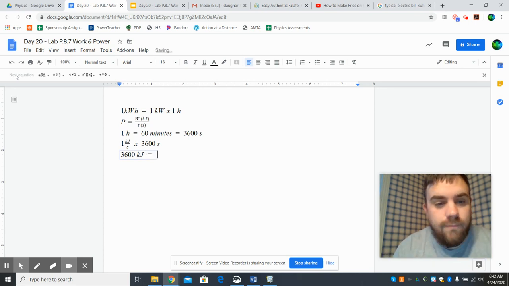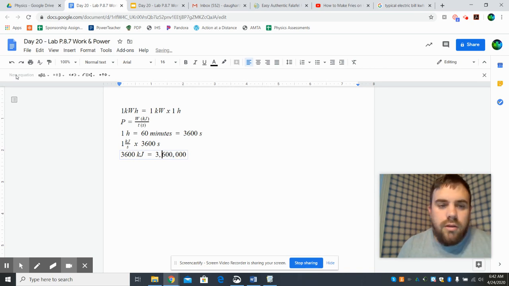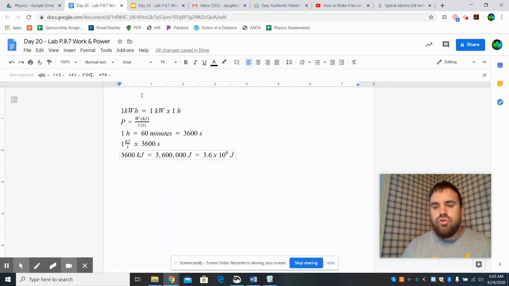If I want to take that one step further, I can move the decimal 3 spots to the right, because I'm making the unit smaller, so I have to make the number bigger. So that would be 3,600,000 joules. Probably a better way to write this would be in scientific notation, which I would say 3.6 times 10 to the 6 joules. That is how many joules are in 1 kilowatt hour.